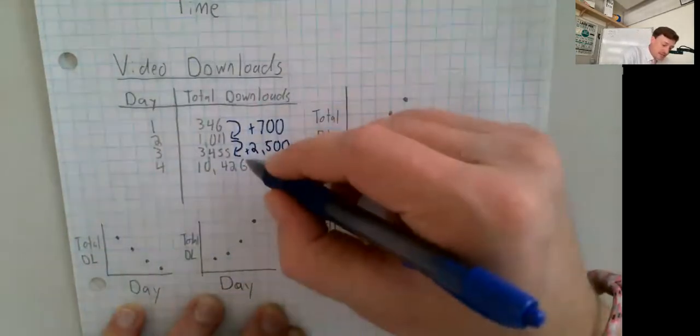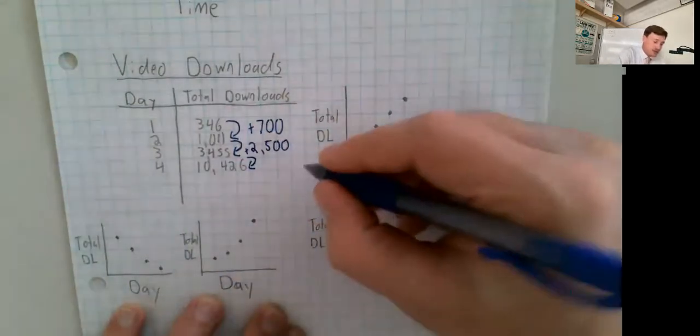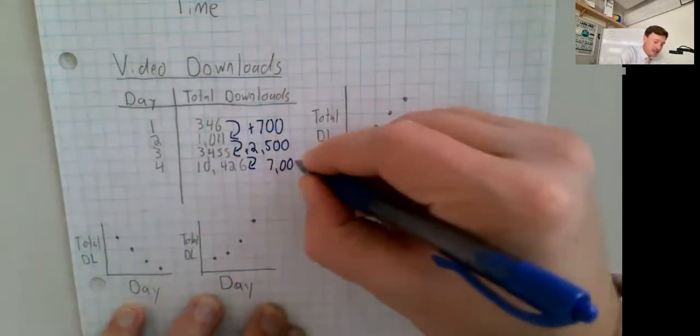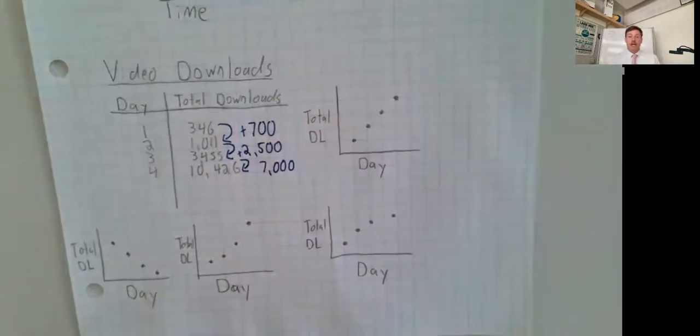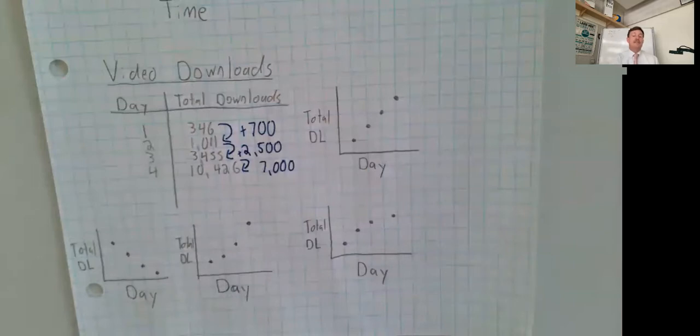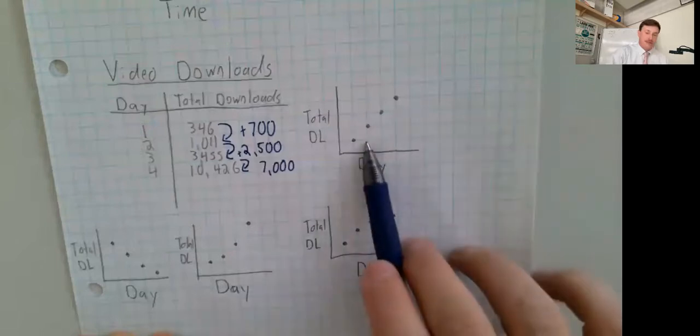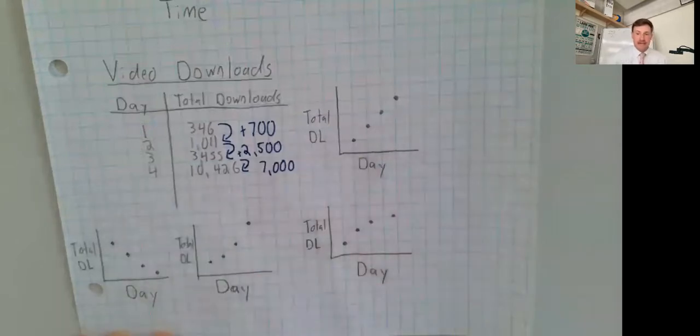And then lastly, from day 3 to day 4, what's the change there? Well, that's almost 7,000 in terms of the change. So from this little exercise, we see that my rate of change is not constant. It's certainly increasing day to day, but it's increasing faster and faster and faster with each day. So my problem now is which one of these graphs matches up with this data.